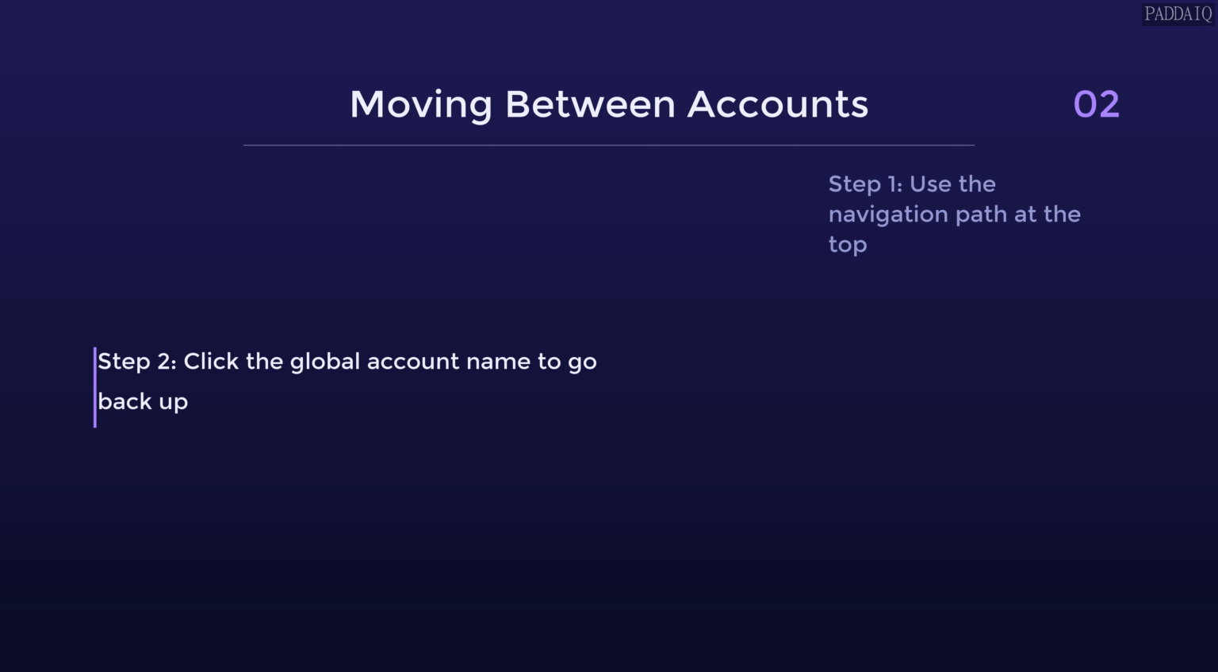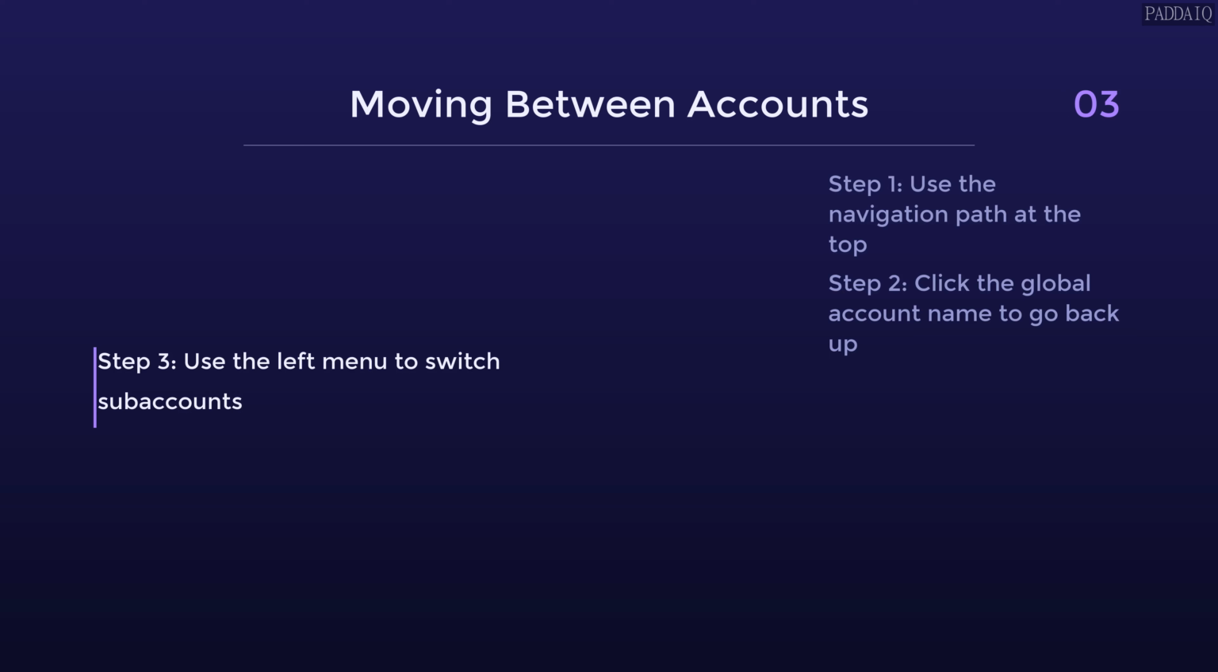Step 2. Click the global account name to go back up. This action navigates you from a detailed sub-account view back to the main account overview. For instance, if you are managing a development sub-account, clicking the global account name returns you to see all your accounts. This simple click efficiently reorients you to the broader management context.